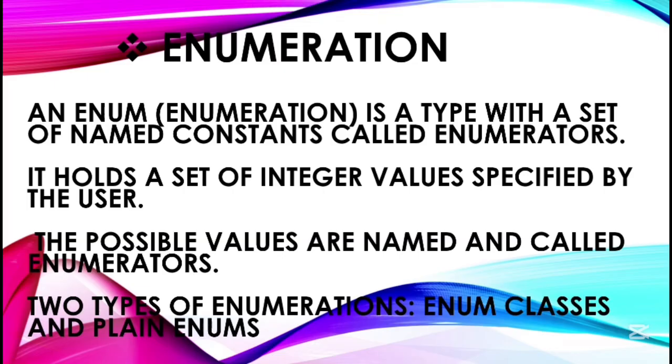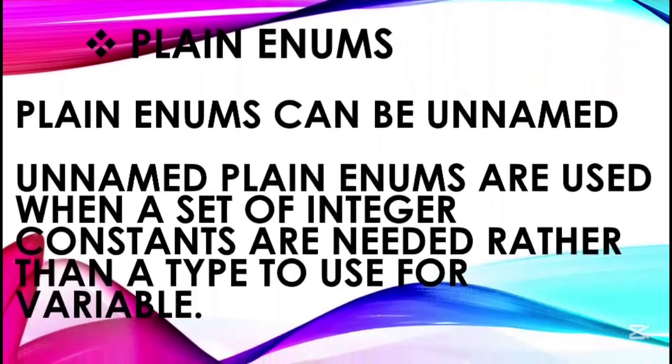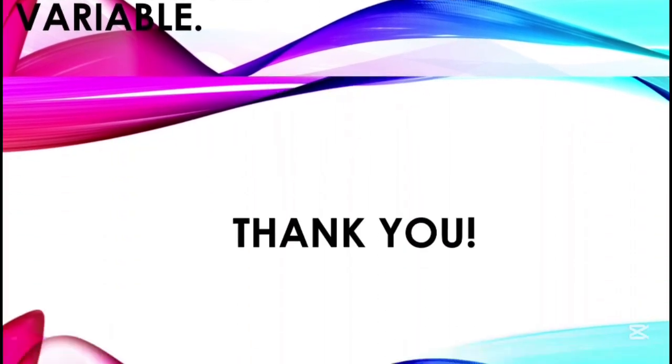Enumeration. Enumeration is a user-defined data type that lets the user assign names to integer constants, and it helps to improve code readability and also group related values. We have the plain enums. The plain enums can be unnamed, and the unnamed plain enums are used when a set of integer constants is needed rather than a type to use for a variable.